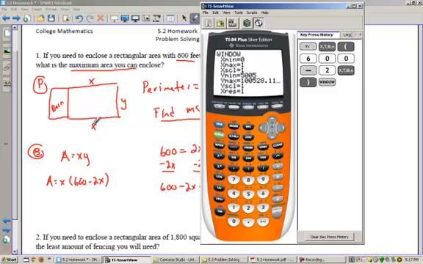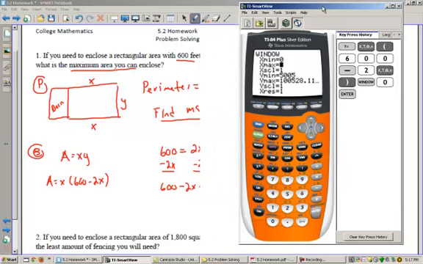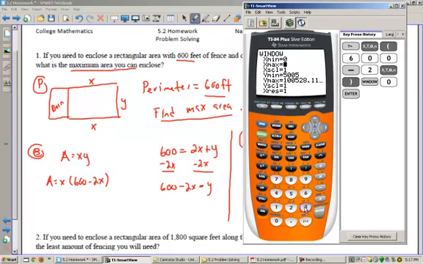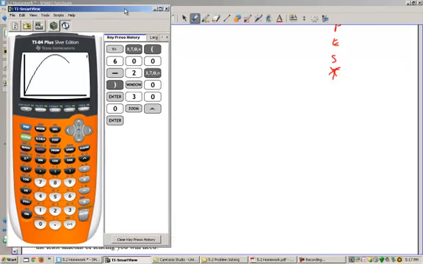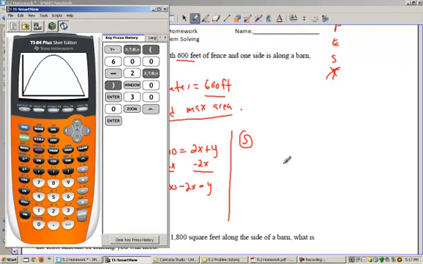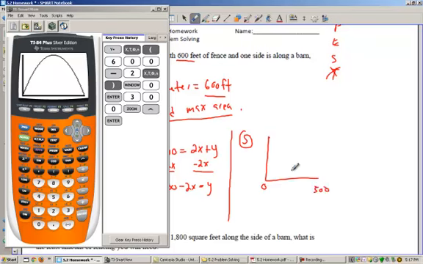X is the side of this fence, and so I have 0 to, and the perimeter says 600 feet, so I'm going to go to 300, because if this is 300, then this is 300, and then Y has to be 0, because if you add these up, you get 600, but 300 is a good guess. Then I hit zoom fit, and I get a graph. It's a maximum, so it goes up and down. So I draw the graph here, from 0 to 300. It goes up, it comes down, and the maximum's right there.